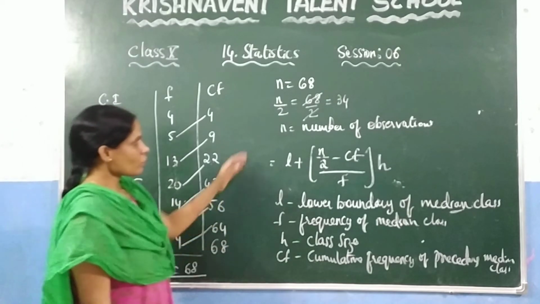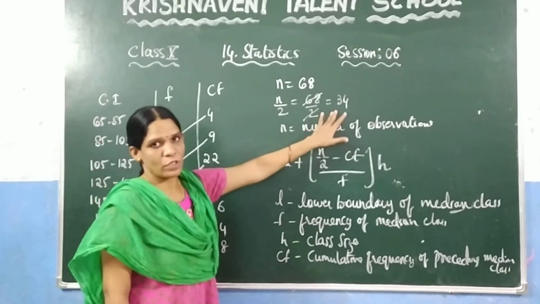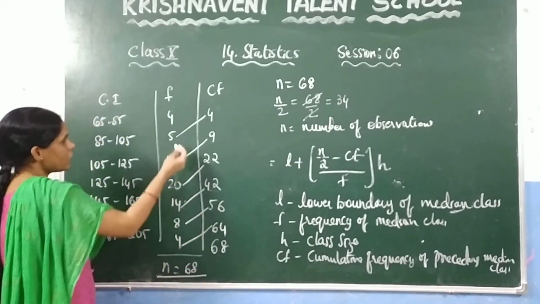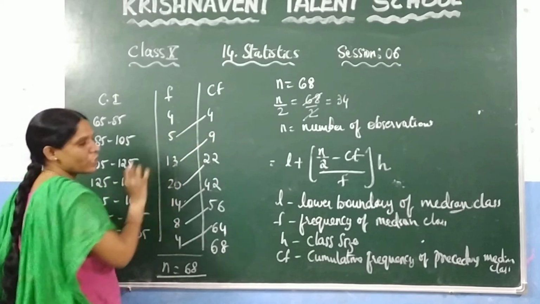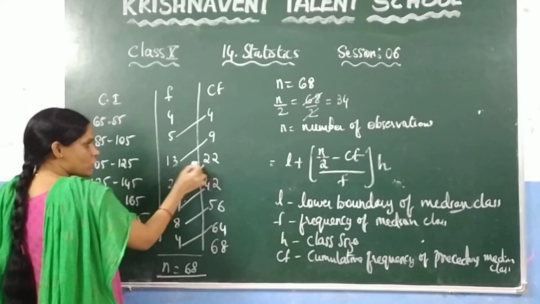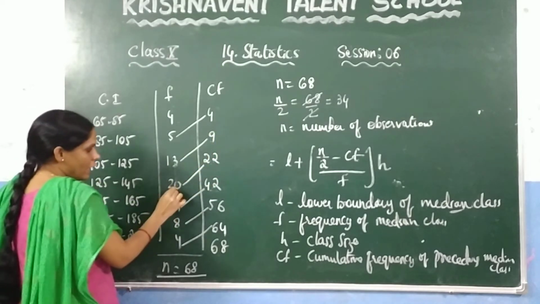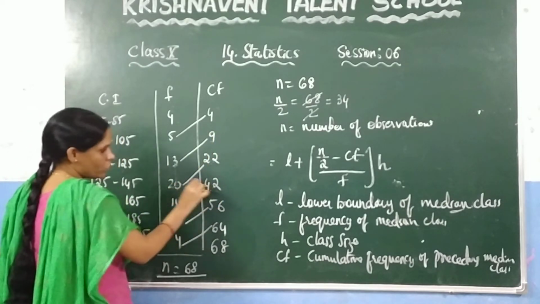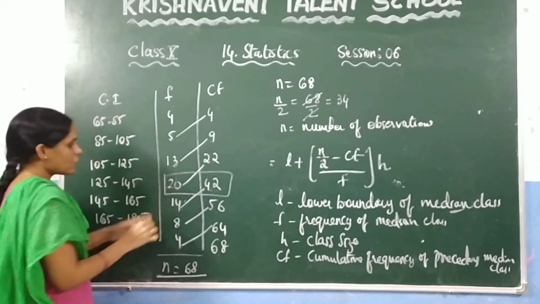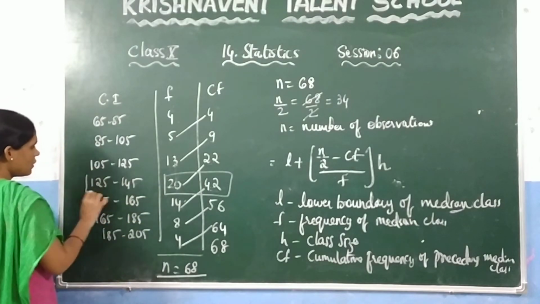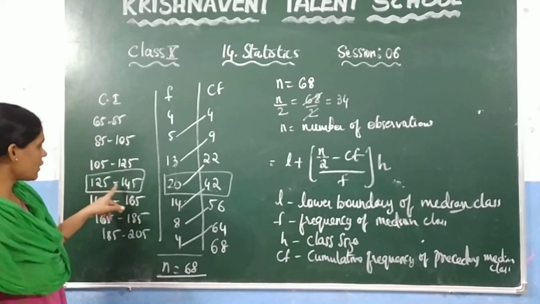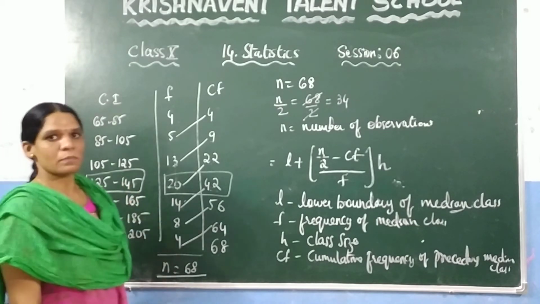So here you got the n by 2 value as 34. Now you need to check this 34 lies between which range. Here you can observe that in between these two numbers you will not get 34. And after that in between these also you will not get. And between these two numbers also you will not get 34. And after that in between 20 and 42 you will get 34. So you have to take this interval and the corresponding class interval will be the median class. Here in this case what is the median class? 125 to 145. This will be the median class.